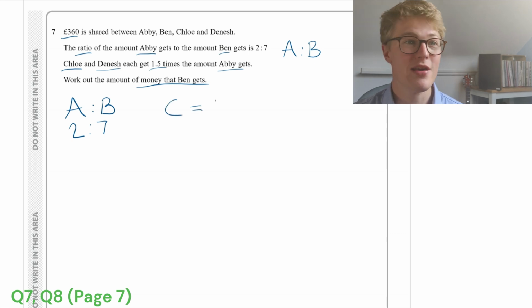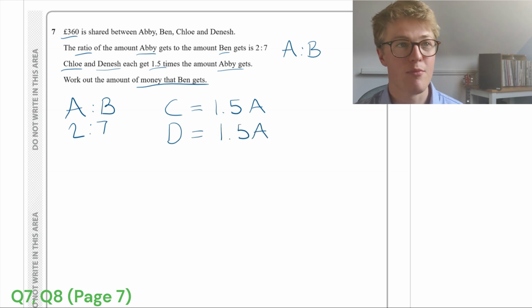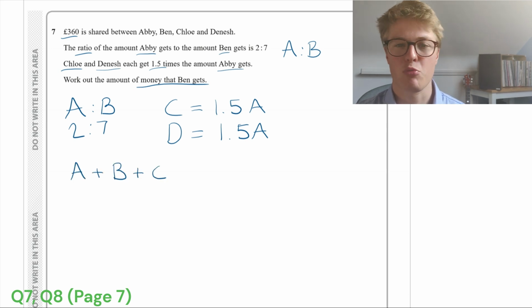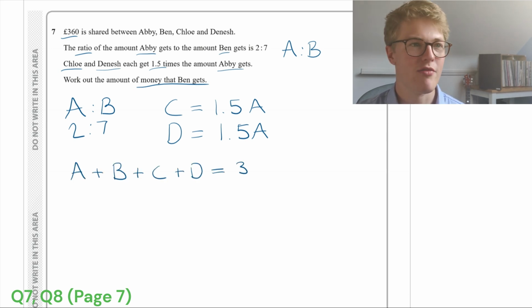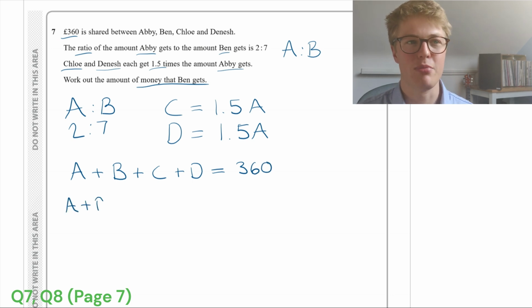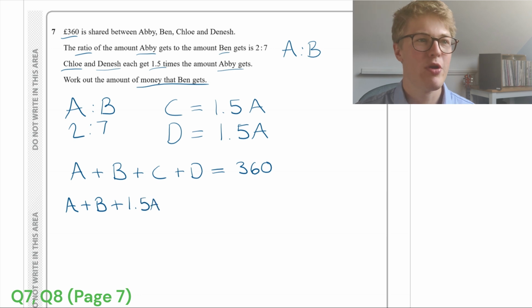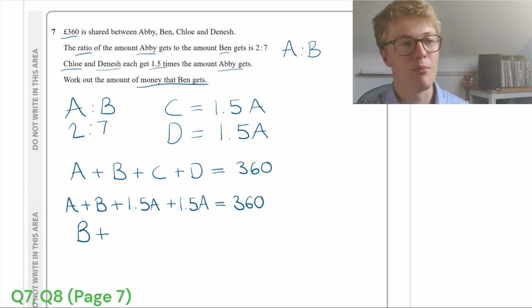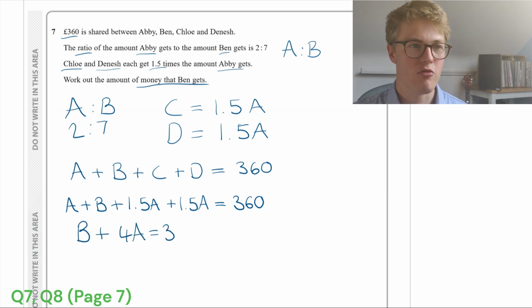So the ratio of A to B is 2 to 7. We know that Chloe gets 1.5 times the amount that Abby gets. We also know that Dinesh gets 1.5 times the amount Abby gets, so we can write this as C equals 1.5A and D equals 1.5A. The sum of all of the values that they have is 360, so A plus B plus C plus D is 360. We then can replace C and D with values for A, because we've already figured this out. So A plus B plus 1.5A plus 1.5A equals 360.